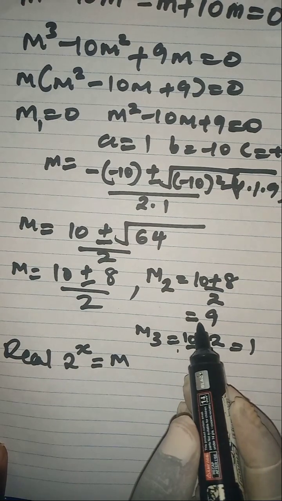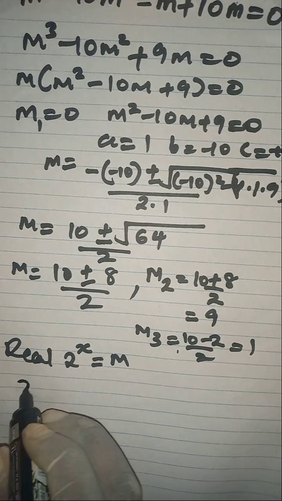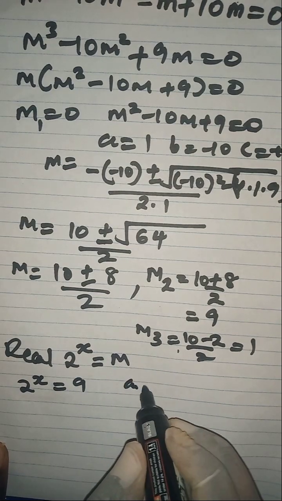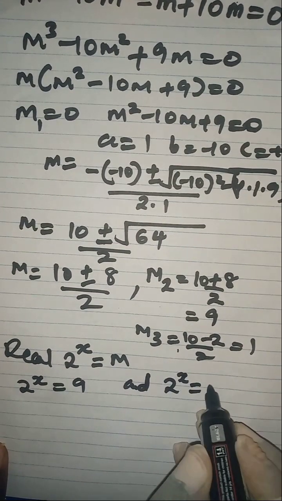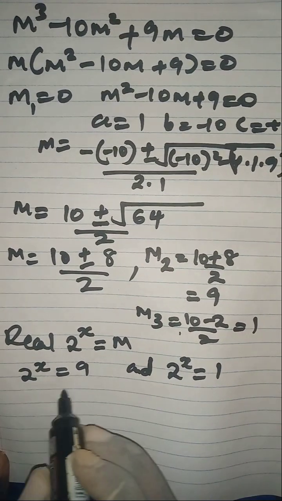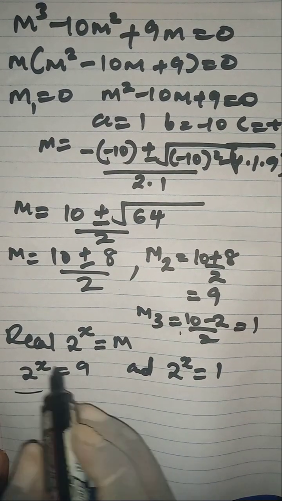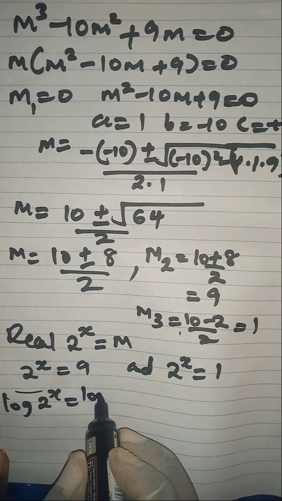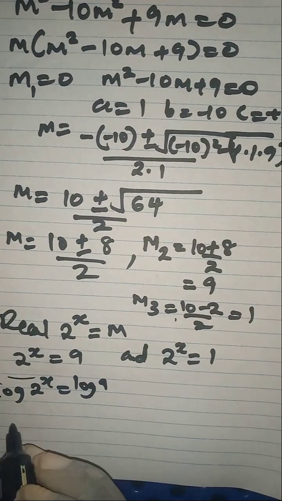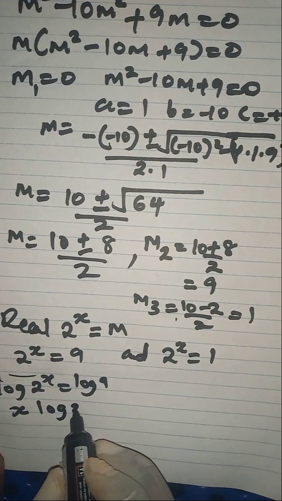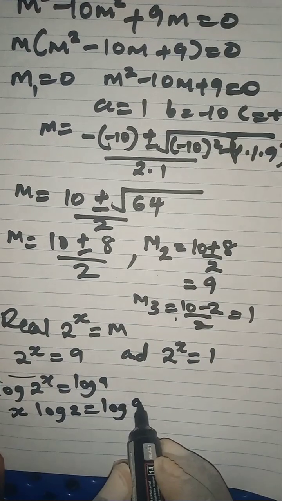Then using m as 9 and m as 1, so 2 raised to x is equal to 9, and 2 raised to x is equal to 1. So at this stage I'm going to introduce logs on this side, so that I have the log of 2 raised to x is equal to the log of 9, and then x log 2 is equal to the log of 9.